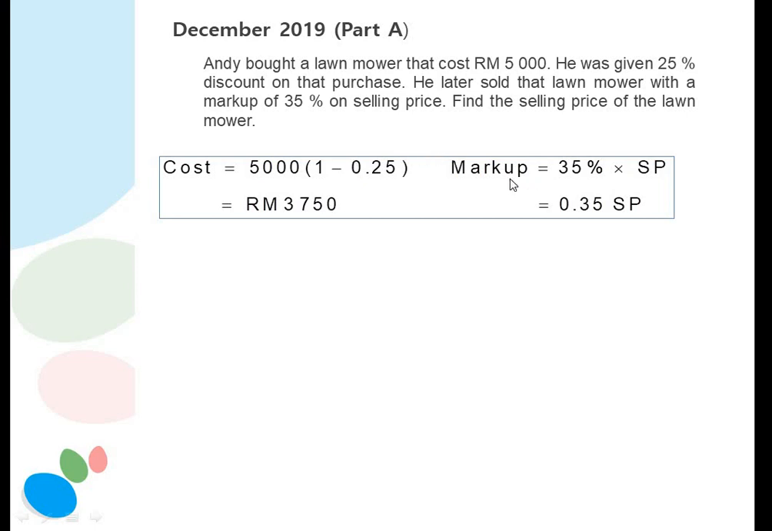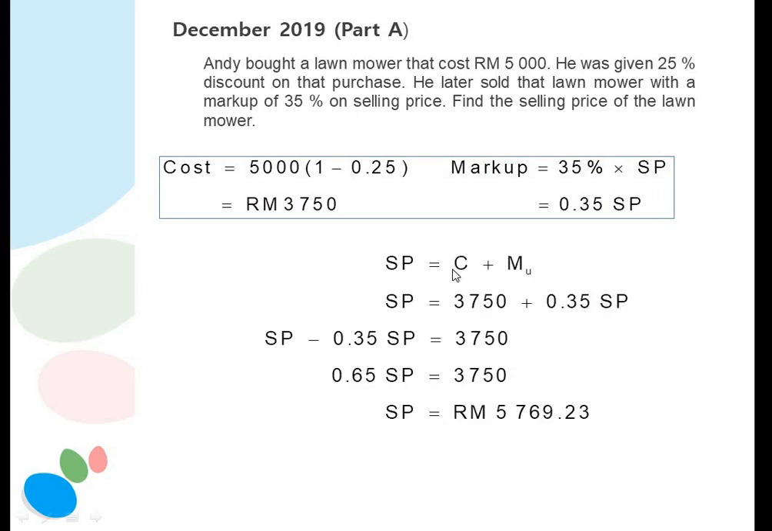And then when he wants to sell the lawnmower, he wants 35% markup on selling price. Okay, 35% on selling price. So markup equals 35% multiplied by selling price, or we can simplify as 0.35 SP. Okay, formula. SP equals C plus MU for markup. Okay, we do not know the value for SP because that is the value that we want to find. Okay, we want to find the selling price of the lawnmower.